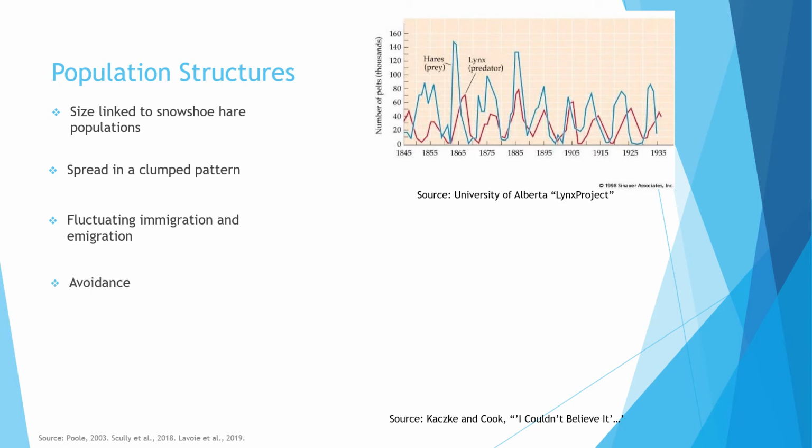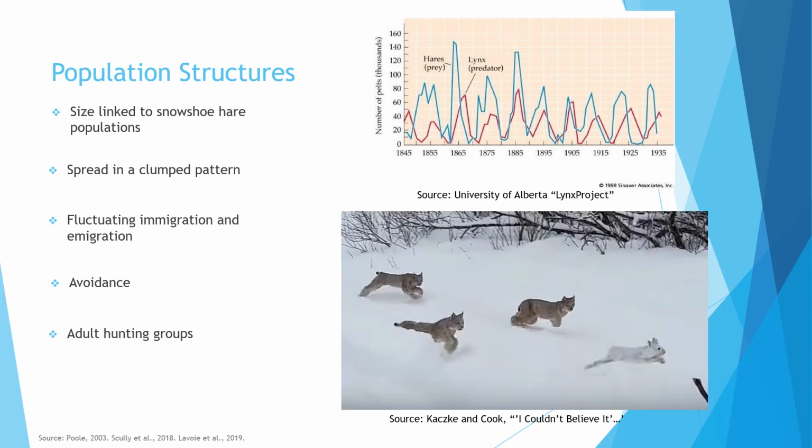There is a policy of mutual avoidance in Canadian lynxes. They are typically only social with other members of their population within the mating season. Occasionally, 2 to 5 individuals will work together to form a hunting group when there is a small snowshoe hare population. The image on the right side of the screen shows a group of 3 Canadian lynxes in the same family chasing after prey.